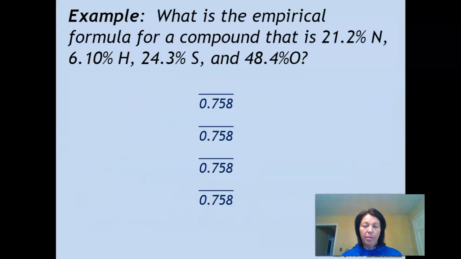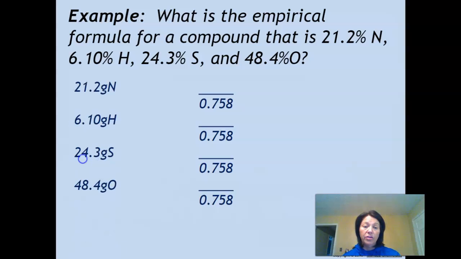So let's look at an example. What's the empirical formula for a compound that's 21.2% nitrogen, 6.1% hydrogen, 24.3% sulfur, and 48.4% oxygen? And so what we're going to do first is set all those equal to grams. Then we're going to divide by the mass.